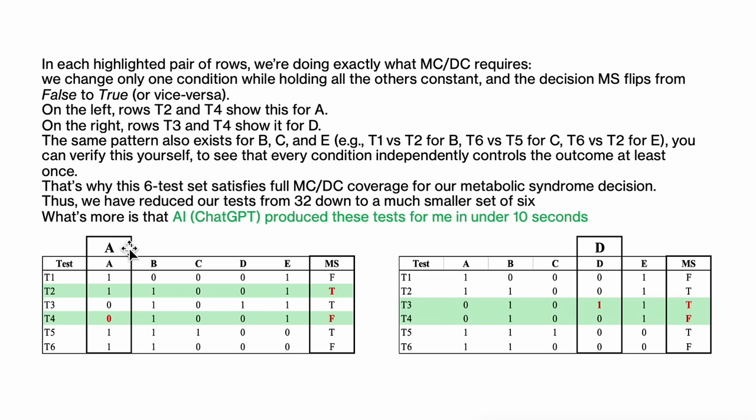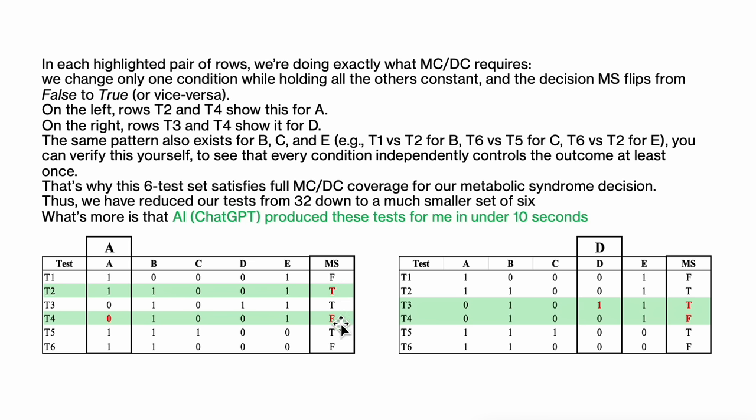Here we have condition A, which has been highlighted in this column. Test 2 and test 4 are the relevant ones for condition A. So we have one condition that we change, which is category A here. We have 1 in our original T2, and that has been flipped to 0 for our T4. Now we must show that the decision has changed, that is the MS metabolic syndrome condition has changed from T to F. It has indeed.